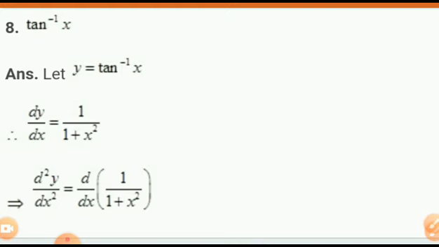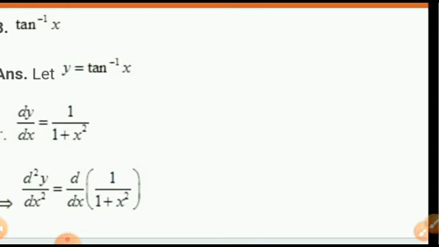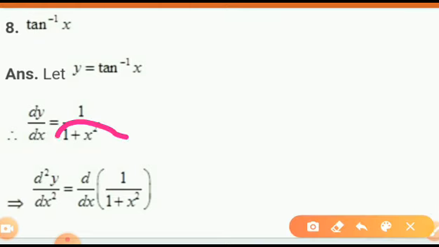Again the next, we have to find d2y by dx square of tan inverse x. We have seen for sine inverse, the same here. So what is derivative of tan inverse? It is nothing but 1 by 1 plus x square. Okay. Now either multiply that 1 plus x square to this side. That will be easier. Okay.